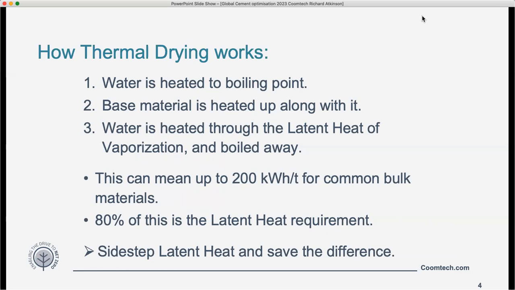In practice, that means that it often takes of the order of 200 kilowatt hours per ton of energy to dry common bulk materials. The wetter the material is, the more energy it's going to take to dry it, just because of this physics. Generally speaking, the finer the particle size of a material, the more moisture it tends to hold because of the greater surface area per unit of mass.